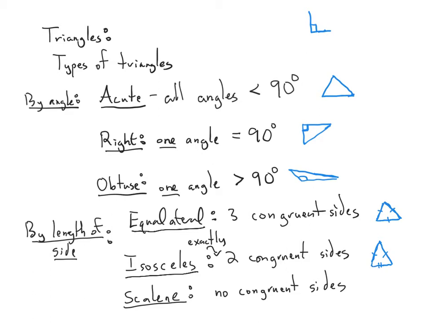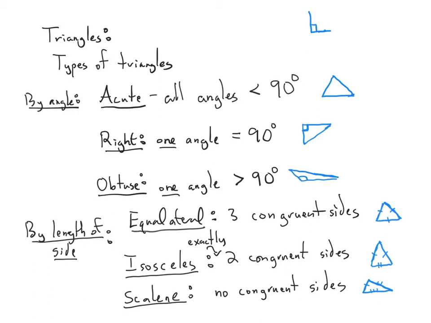And a scalene triangle, well, that just has no congruent sides. So you can't have 1 congruent side. Congruence happens in at least pairs. So it doesn't make sense to talk about 1 congruent side, so you have no congruent sides. So every side has a different length. There's an example of a scalene triangle.